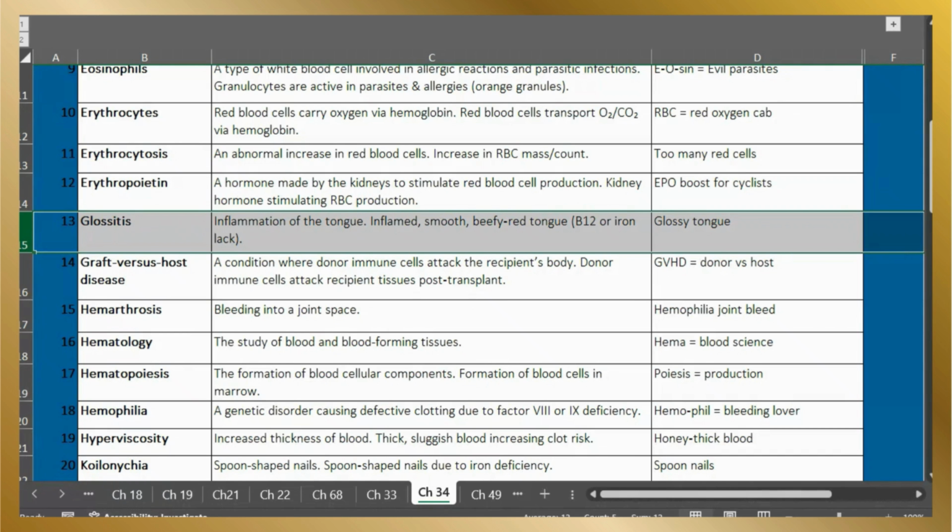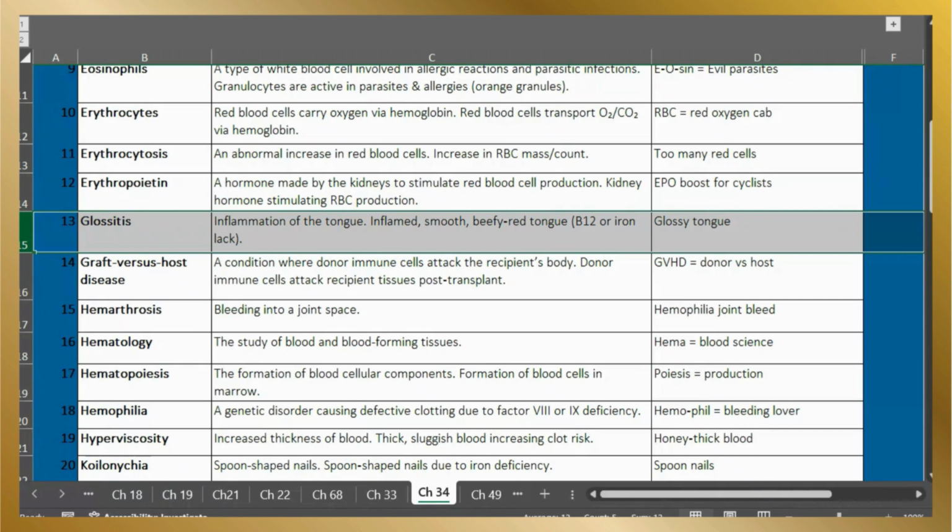Glossitis, an inflammation of the tongue: inflamed, smooth, beefy red tongue. So that means it's a B12 or iron lack. So it's a glossy tongue. This is like a key sign or symptom of a disease.